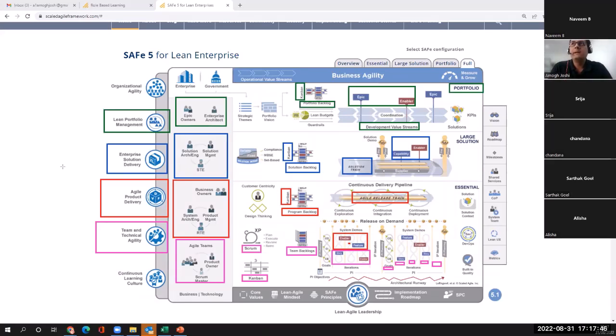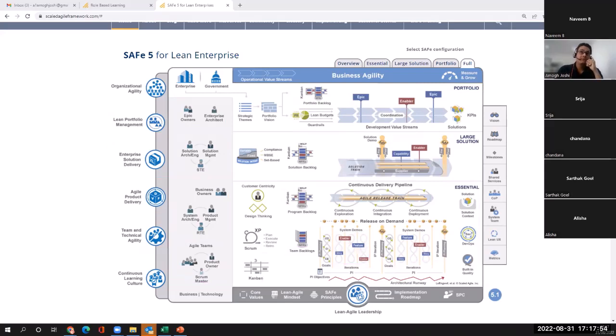Yes, Navi, I see a hand raised. Hi. On the higher levels, we see Kanban being used, but at the lower level, we see either Scrum or Kanban. So, in one statement, can you just help me understand the difference between Kanban and Scrum?